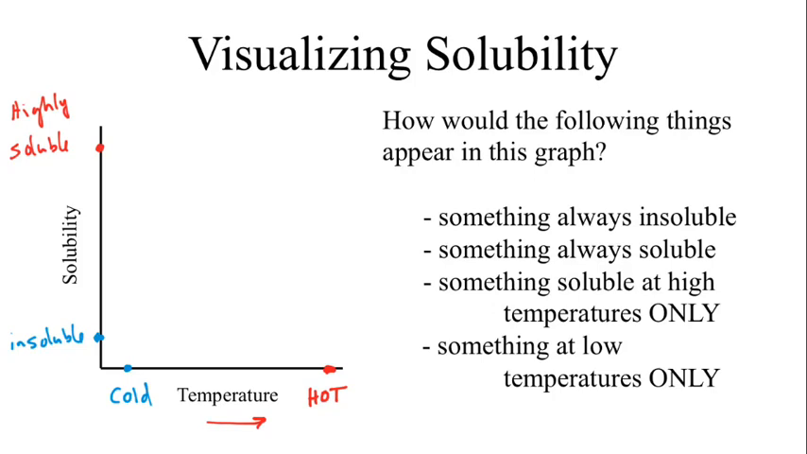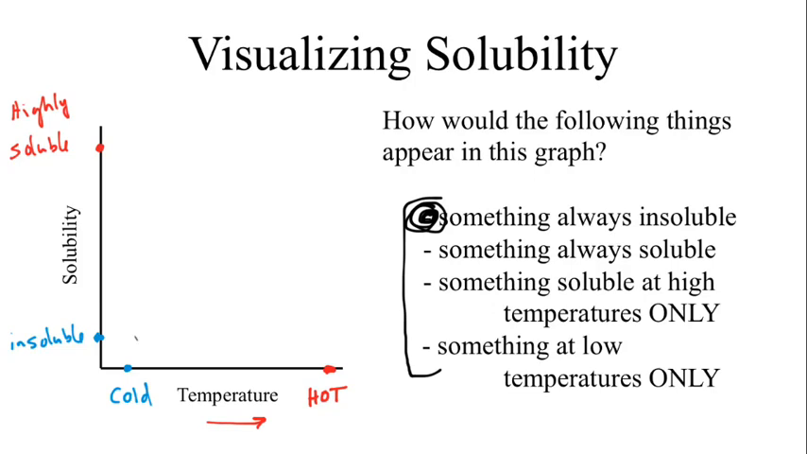Now let's take a look at the possible options on what things could show up in our graph, and that's what we're summarizing over here. So let's take a look at something that is always insoluble. Insoluble things tend to be black and dead, right? So let's go ahead and call that black. What would something be that's always insoluble? Well, at cold temperatures, where should it be? Good call. It should be nice and low on our graph.